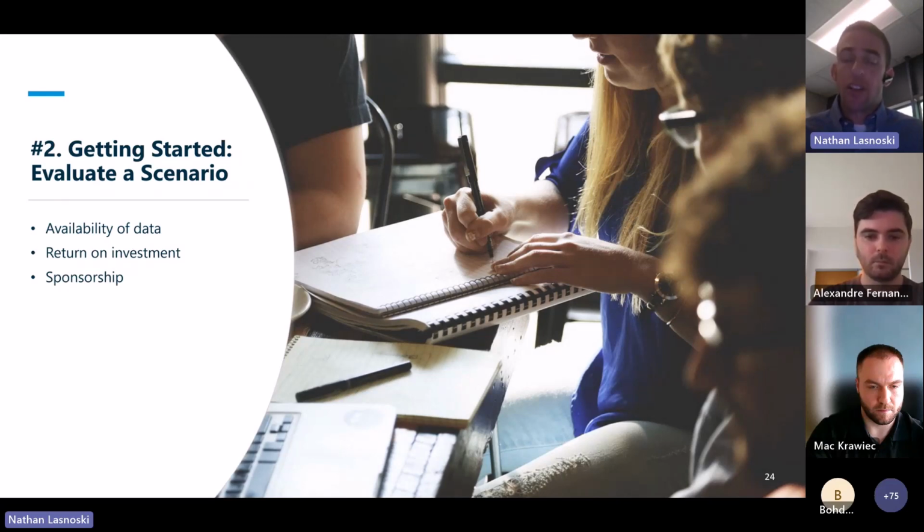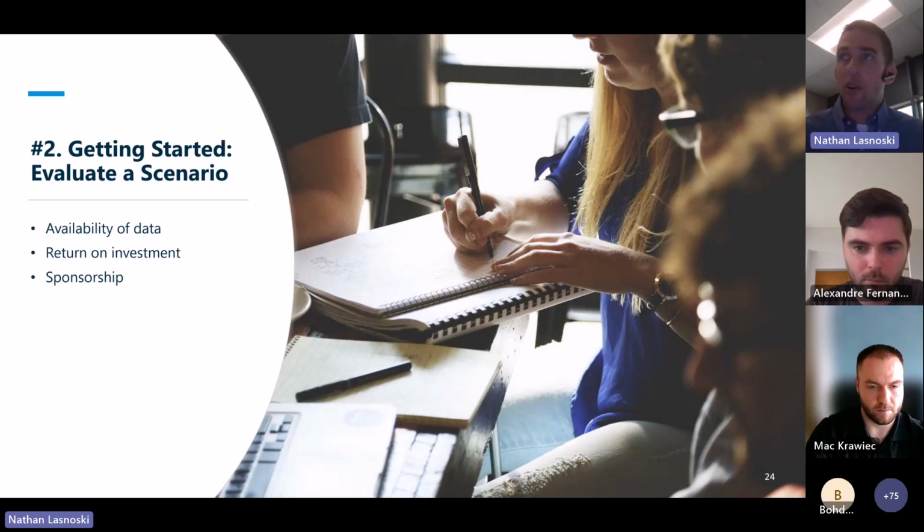The first is, do you have data? The availability of data is the most critical element to doing anything with OpenAI on this type of project. Like, do I have something that I can validate or train this against? Second is, is the scenario worth doing? You may have a lot of data, but the scenario may not have a payoff.